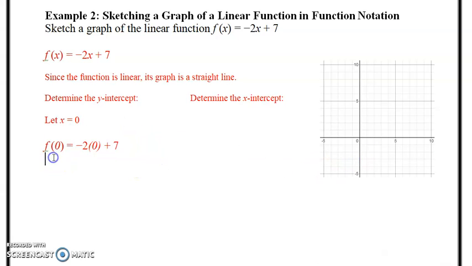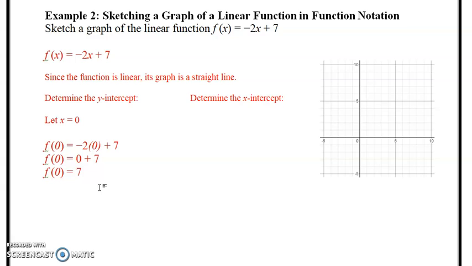Solve that. Negative 2 times 0 is obviously 0, leaving us with 0 plus 7. Again, so f of x is equal to 7. F of x, or f of 0, sorry, that is y. That is equal to y.